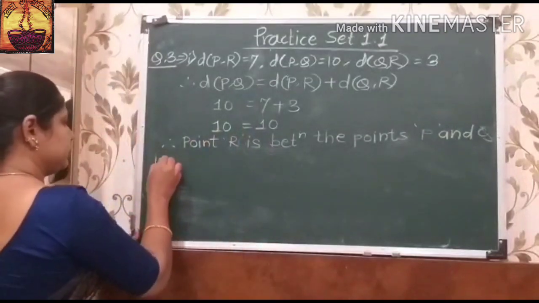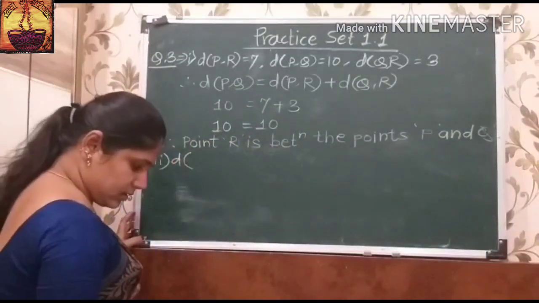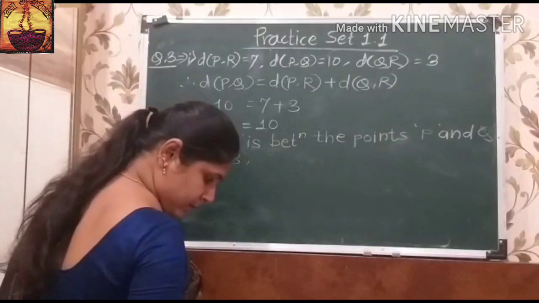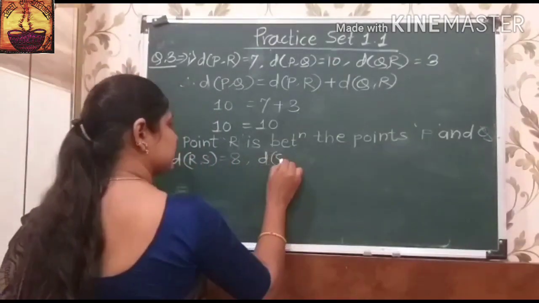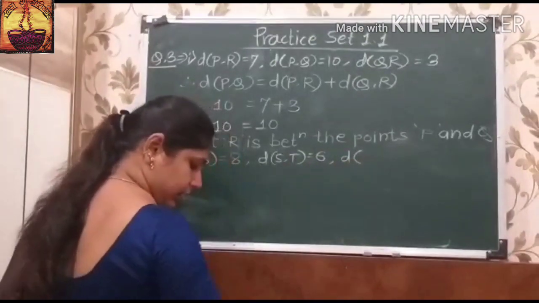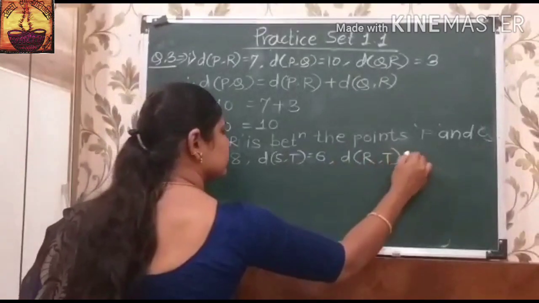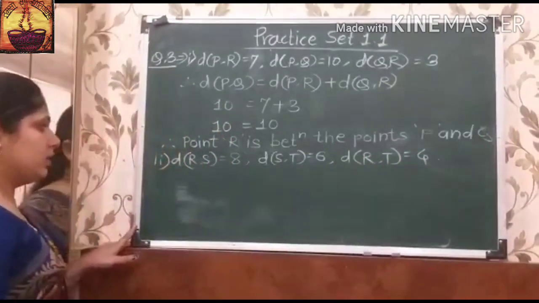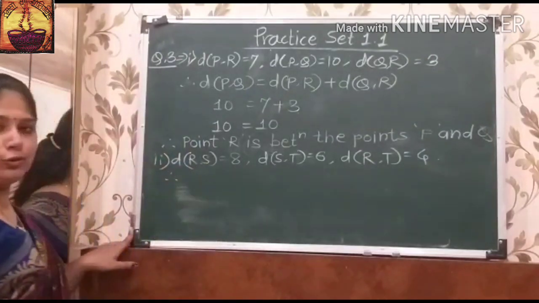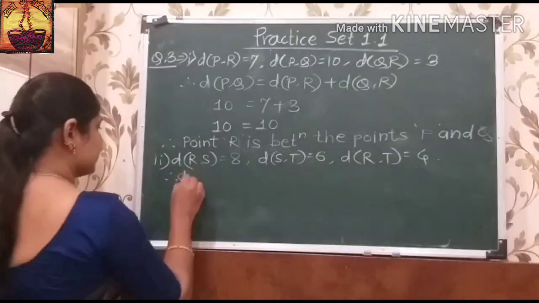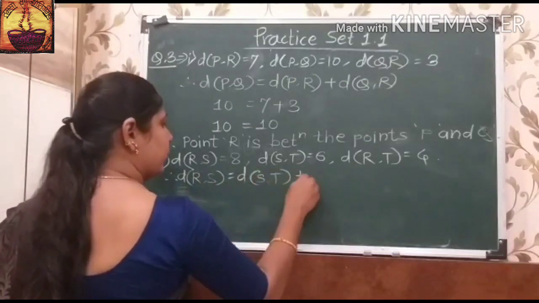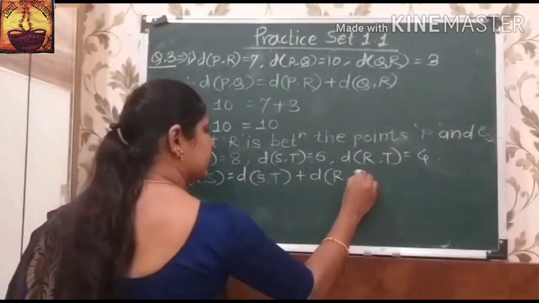Now, second example. Distance RS is equal to 8. Distance ST is equal to 6. And distance RT is equal to 4. Here also the larger distance is 8. Therefore, due to the property of betweenness, we write here distance RS is equal to distance ST plus distance RT.